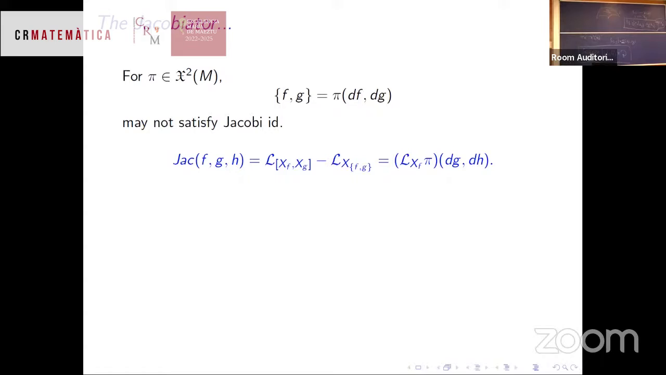One is, again, that the Jacobiator only depends on the differentials of the functions. It's skew symmetric, so you can move these things around. So it only depends on differentials and not on functions. And as a consequence, there are other things that you can read off. One is that on a Poisson manifold, whenever this is zero, the Poisson bivector field is preserved by any Hamiltonian vector field.